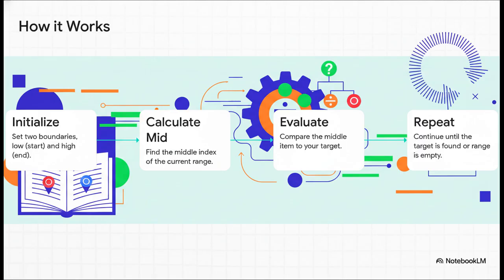Step 2, calculate the mid-index. We just tell the computer to find the exact middle point between our low and high boundaries. Step 3, evaluate. We look at that middle item and ask, hey, is this what we're looking for? And finally, step 4, repeat.